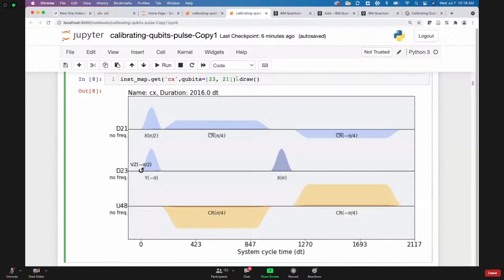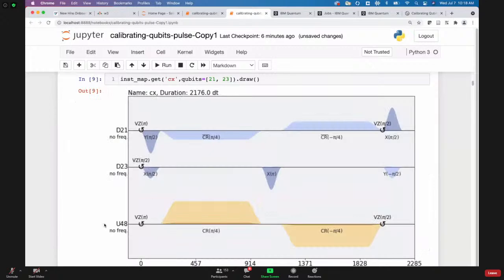And then now if I just wanted to show, if I switch it to 23 instead, you can see that we're still keeping the control channel on U48, but we've added in these extra rotations before and after. And so this now is that Hadamard reversal gate.